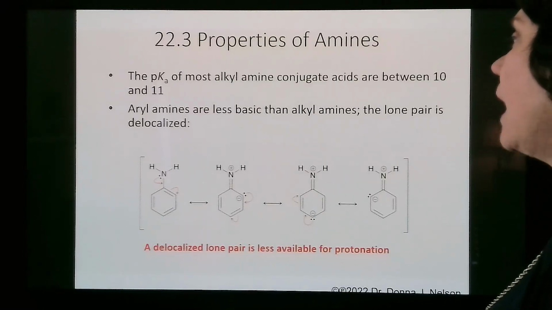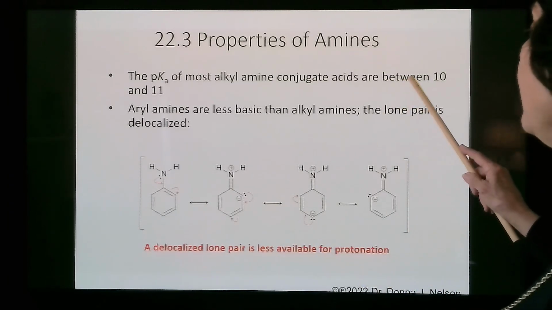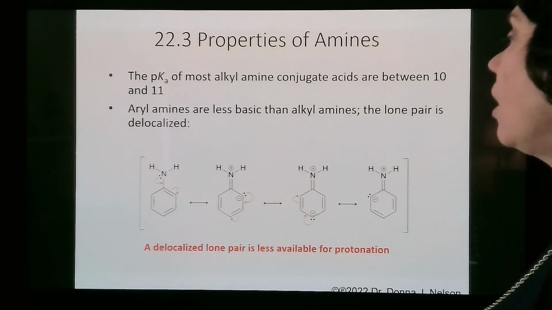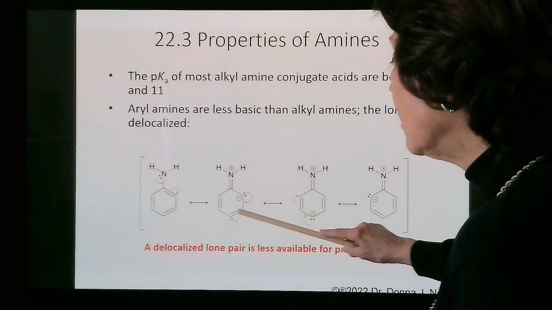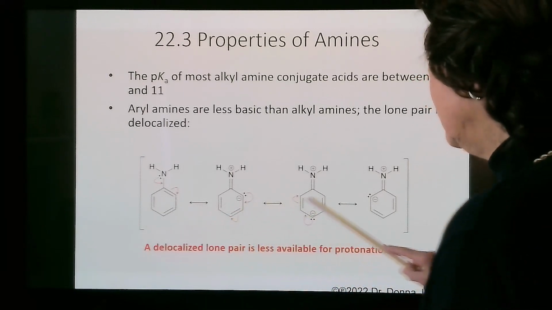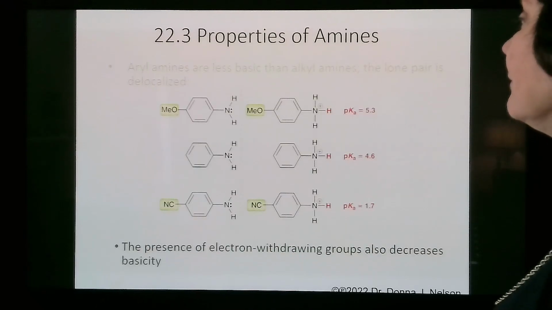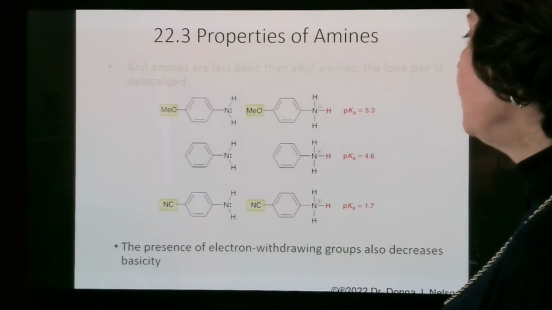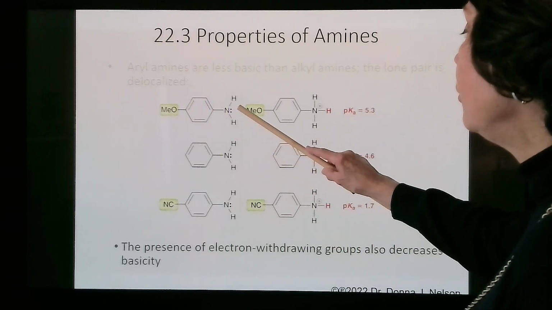The pKa of most alkylamine conjugate acids are between 10 and 11, as I mentioned earlier. The arylamines are less basic than alkylamines. The lone pair is delocalized into the ring, and so this gives more resonance structures. Arylamines are less basic than alkylamines. The lone pair is delocalized, as I just said.